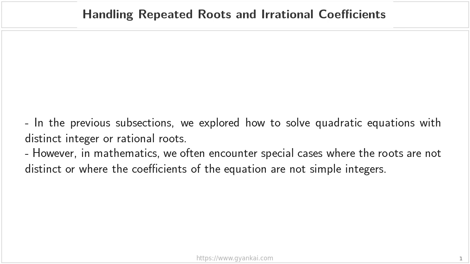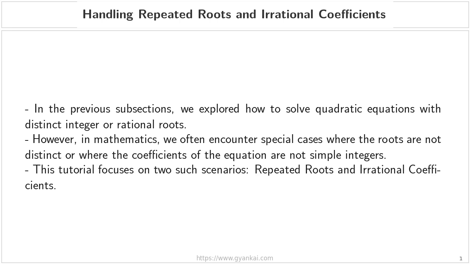We frequently run into special cases where the roots are not distinct, meaning they are actually the same value, or where the coefficients in our equations are not simple integers, but involve more complicated numbers like square roots. In today's tutorial, we are going to master how to handle these two specific situations. We will specifically focus on two scenarios. First, how to deal with repeated roots, and second, how to solve equations involving irrational coefficients. Let's get started.